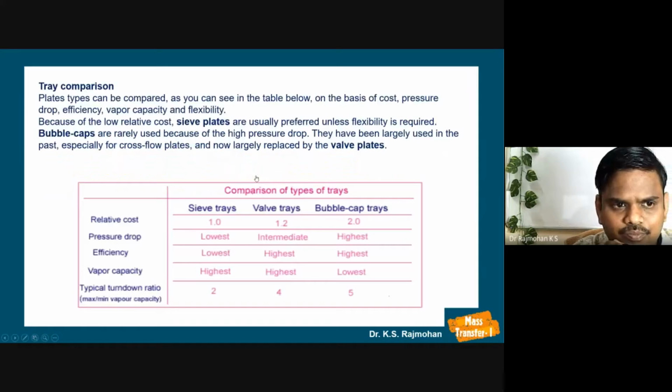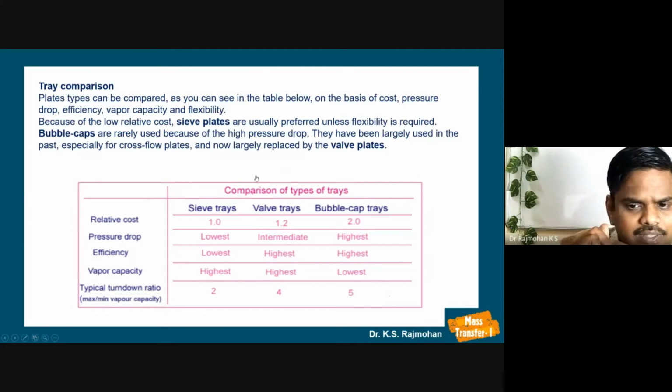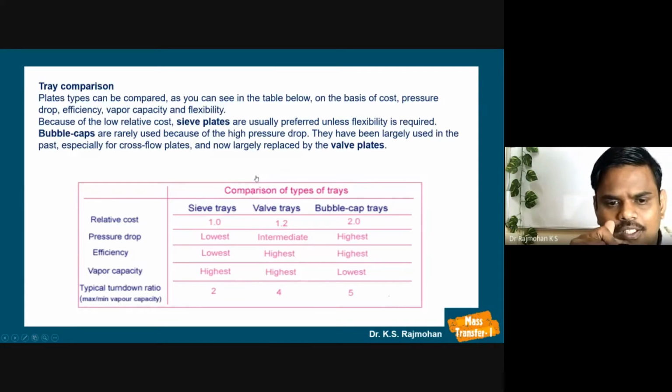If you want to compare these three types of trays, sieve trays, valve trays, and bubble caps, we can compare them in terms of cost and in terms of pressure drop. Obviously, we have seen that in sieve plates there will be less pressure drop. In bubble cap the highest pressure drop will be there. Cost wise, bubble cap is almost double that of sieve trays. Valve trays are some 20% more than sieve trays.